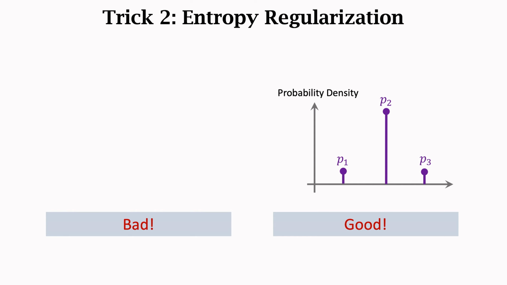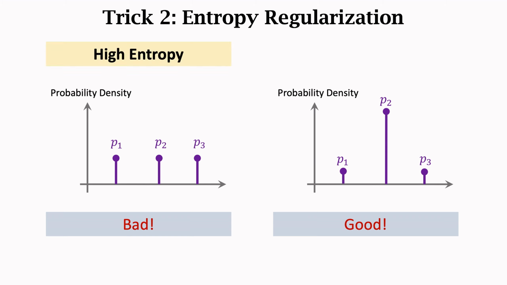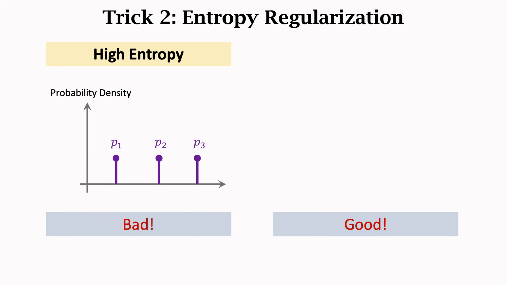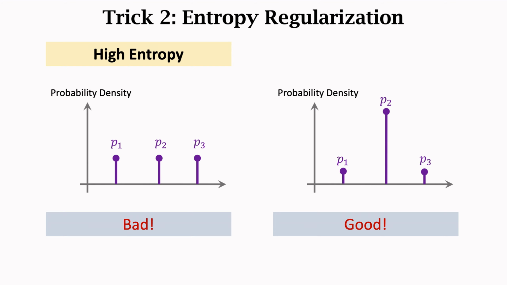On the left, the 3 probabilities are almost the same, so the entropy is big. We don't like this kind of outcome, so we don't like big entropy. On the right, the probability density is concentrated in the second class. We hope to get such an outcome. In this case, the entropy is low. That's why we want to minimize the entropy regularization.